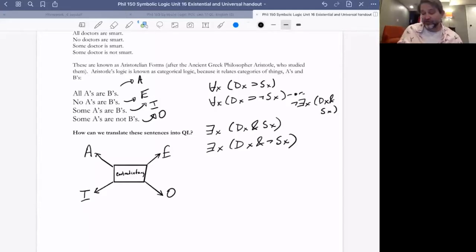So those sentences contradict one another. If one of them is true, it implies the falsity of the other. The other can't be true. These sentences across the top, the A and E, try to put that a little higher.